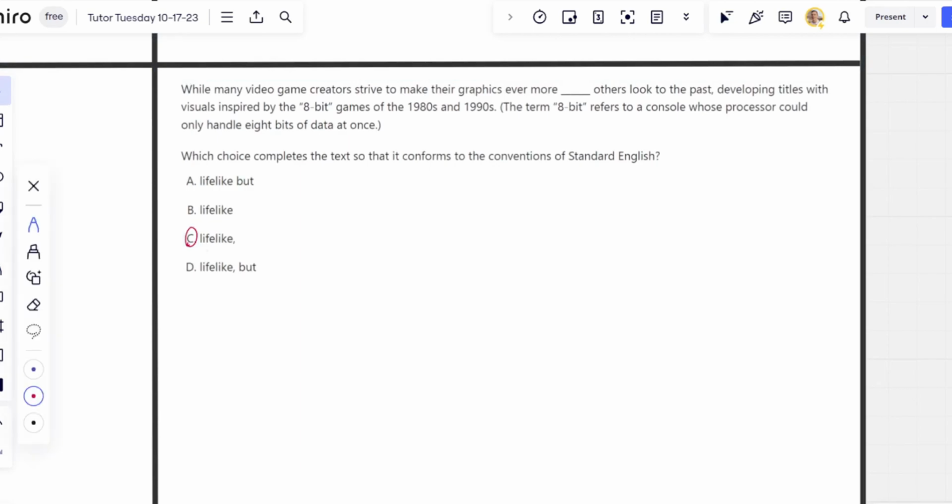I wouldn't necessarily pick B because there's no punctuation there. A doesn't have punctuation, and D does have a comma, but we don't need the word but because we already have the word while. So that's two words that are just unnecessary. We only need to say while.